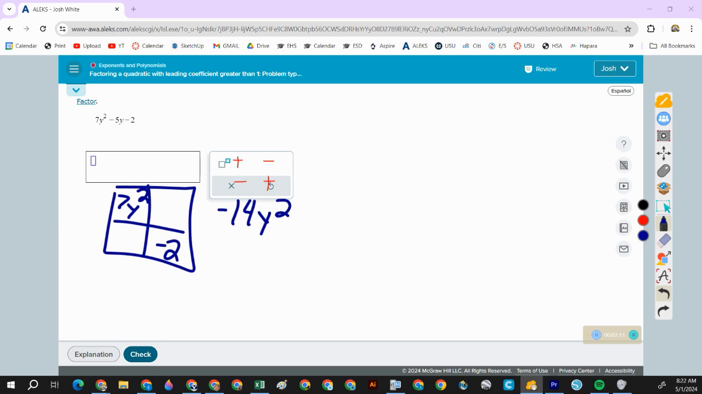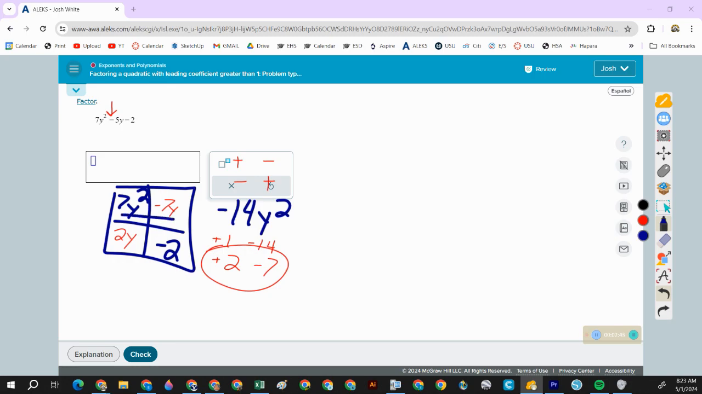The factors of 14 are 1 and 14, 2 and 7. 3 doesn't work, 4 doesn't work, 5 doesn't work, 6 doesn't work. And when I add those two together, I end up with a -5, which means that the bigger number is negative. So it would be plus, minus, like this. Will one of those sets give me a -5? Yes, this one. So -7y and 2y.